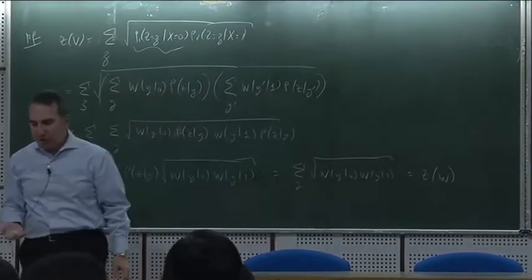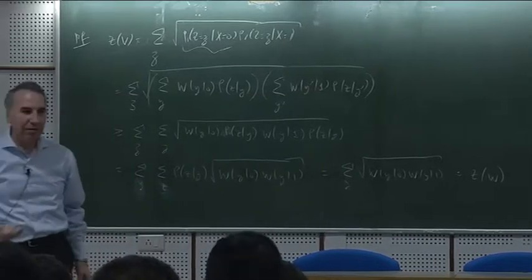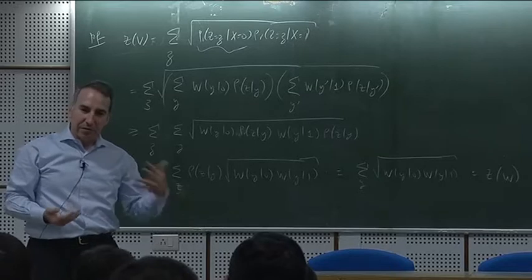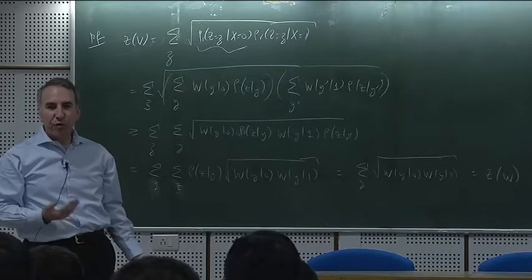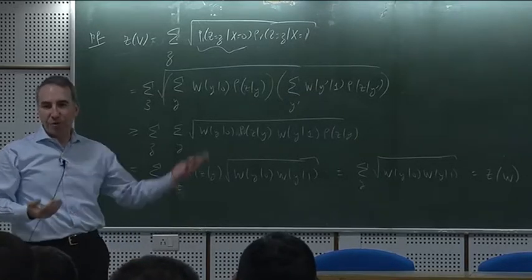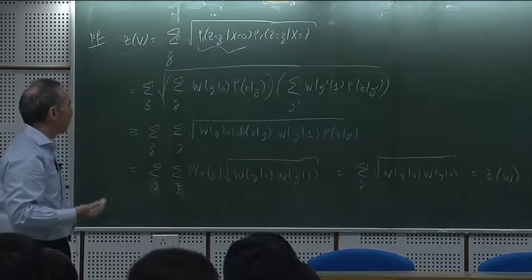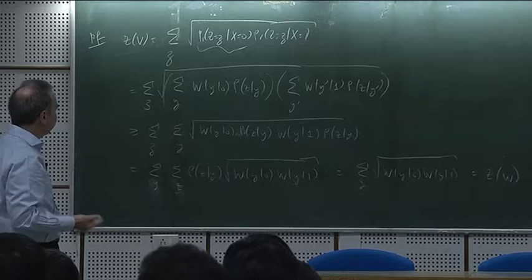So this degradation, not too surprisingly, makes the mutual information smaller and the Bhattacharyya parameter bigger. So worse in both cases. Okay, all right, good.